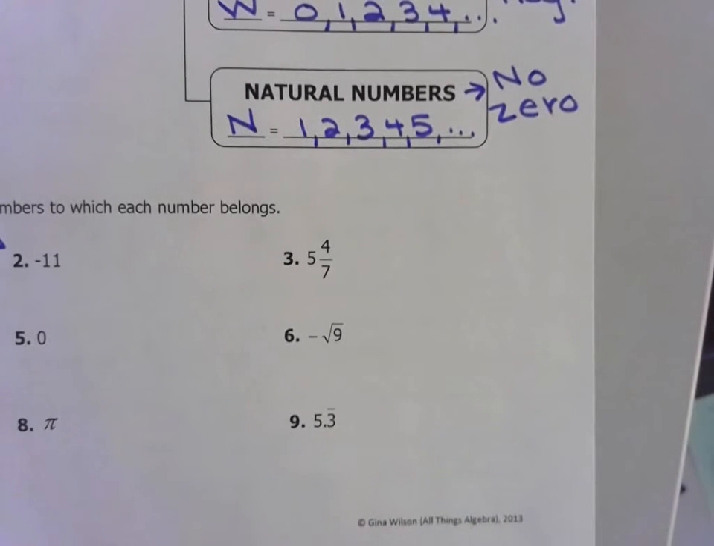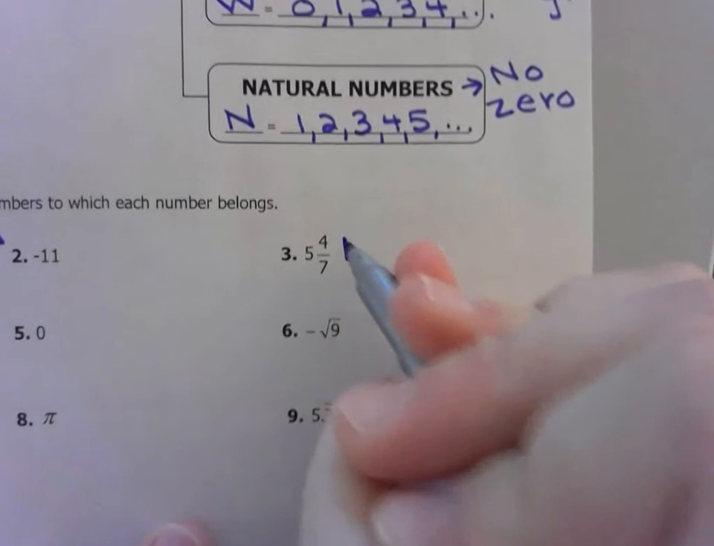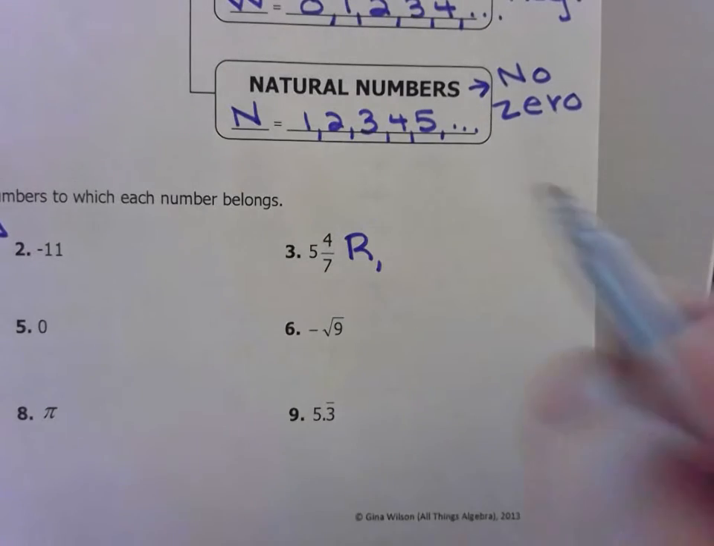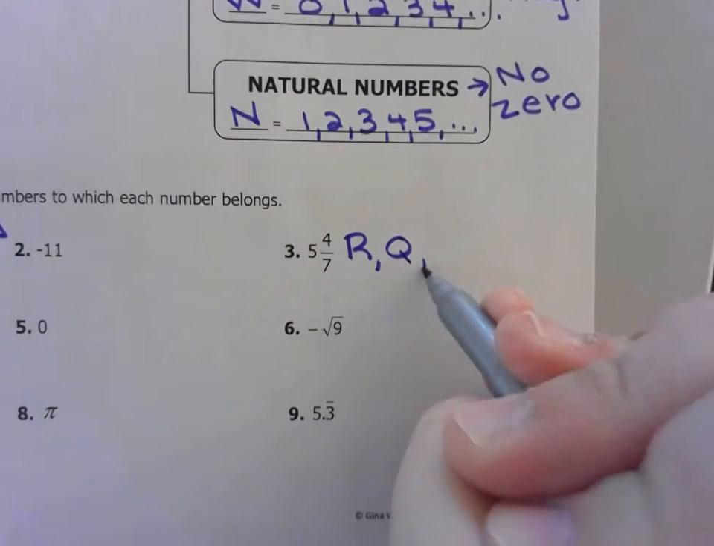Okay, let's look at 3 real quick. Let's look at 3. 5 and 4/7. I know it's a real number, so I put an R. Then I have to decide, is it irrational or rational? Okay. Why is it rational? Look at kind of what we have when we describe rational. It's a fraction. Any fraction is rational, so I put a Q.